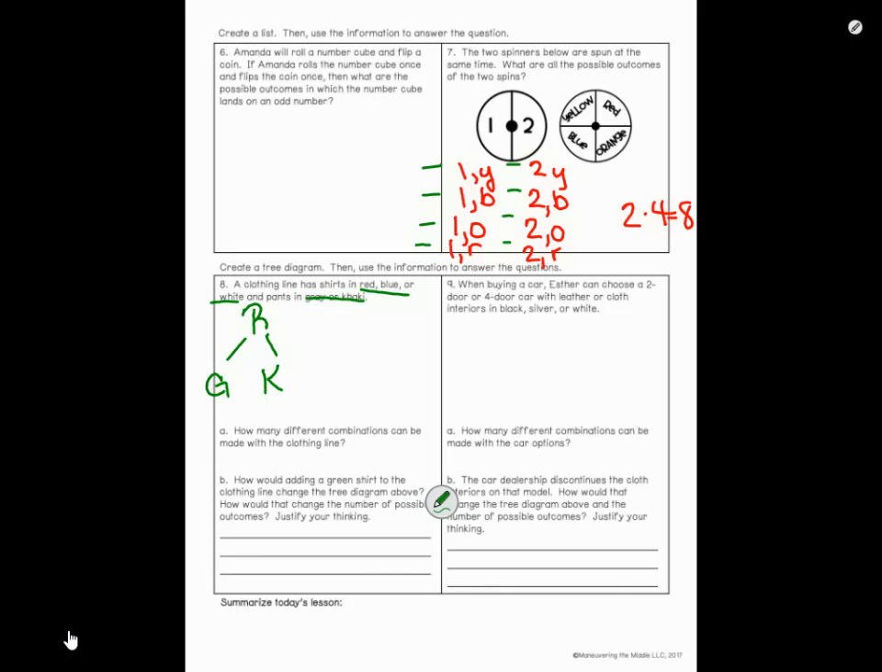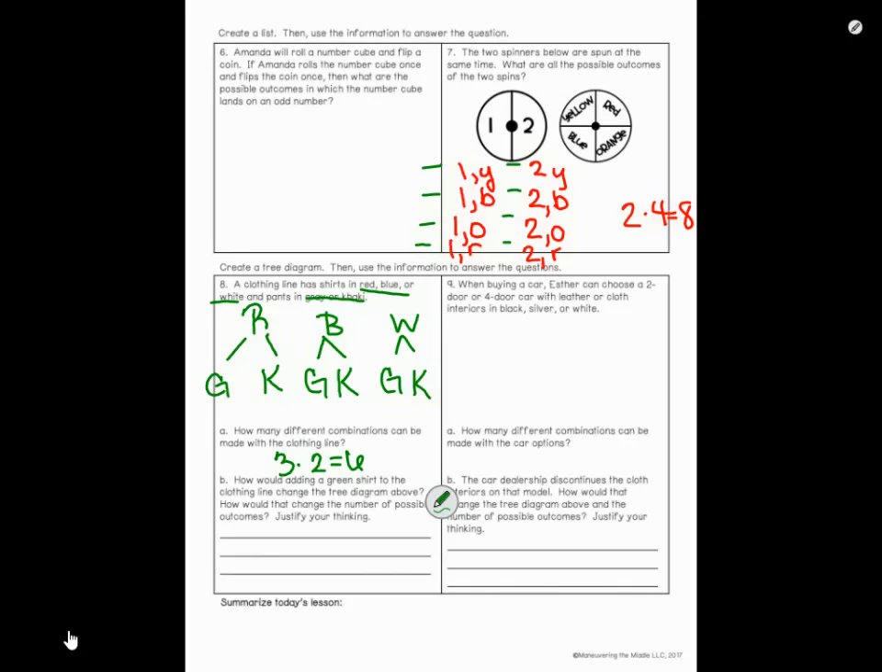Okay, when we do a tree, you have the top part and then you have the branches. So you have the main tree and then the branches. All right, blue, you're going to do the same thing. Gray or khaki. And then for white, same concept. All right, so now it says how many different combinations. Sorry, that should be khaki. How many different combinations can be made with the clothing line? So if we look, you can use our mathematical sentence to do 3 times 2, which gives us 6. We have 6 possible combinations.